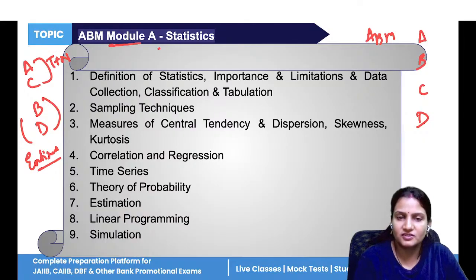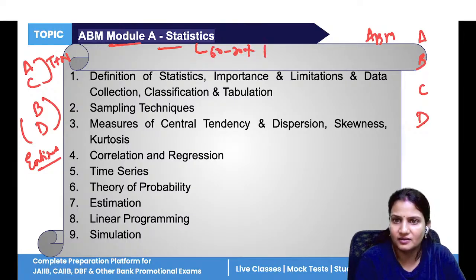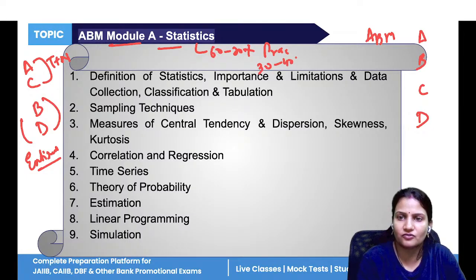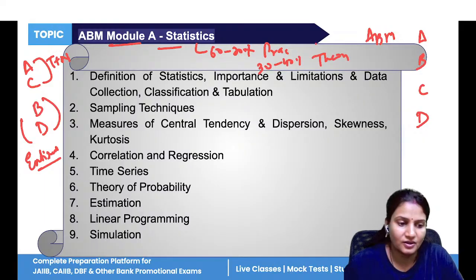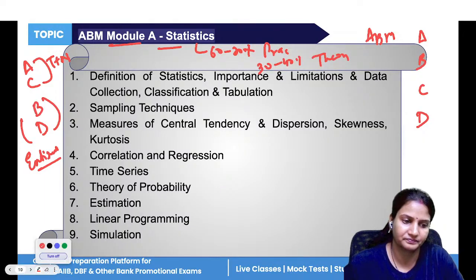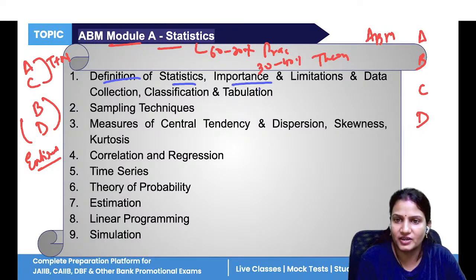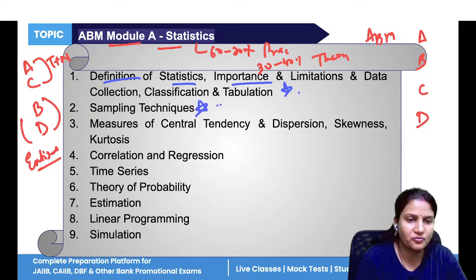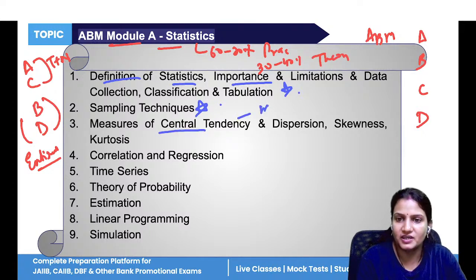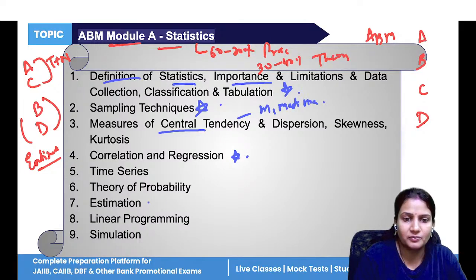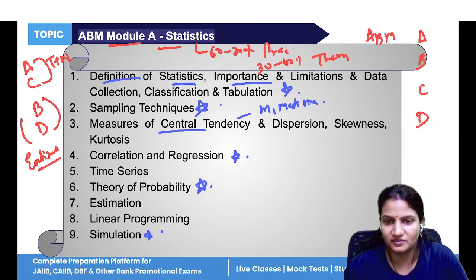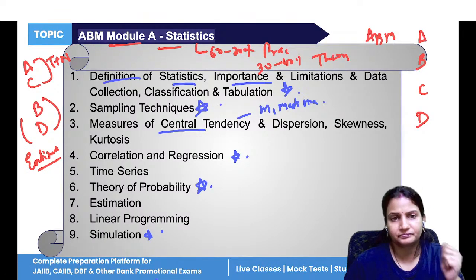Module A is all about statistics. In statistics, 60 to 70% of questions are practical and the rest 30 to 40% are theory, and these theory questions are formed from your practical questions. Module 1 covers statistics, its importance and limitations, a very important chapter. Sampling techniques are again important. Measures of central tendency, that is mean, median, mode, are important. Correlation is important, probability is important, and simulation is important. These are the very important chapters in your module A.